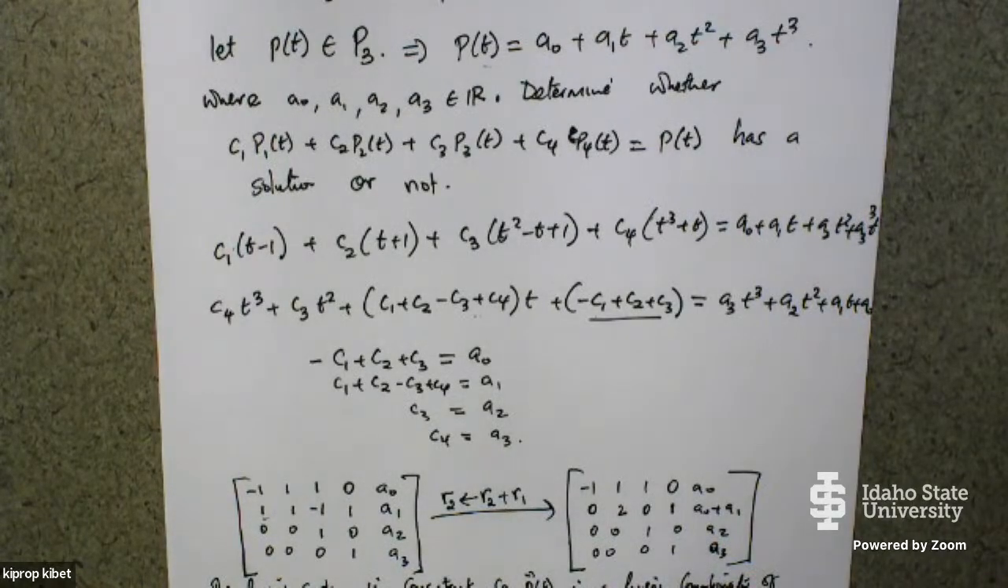So that is how you check. First of all, you check the independence, and then the second one, you check the bigger polynomial.